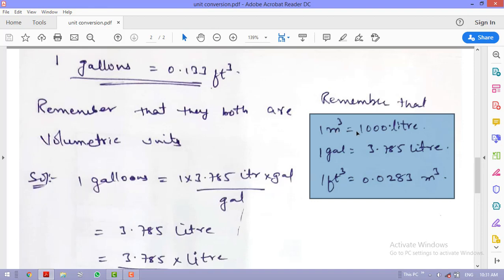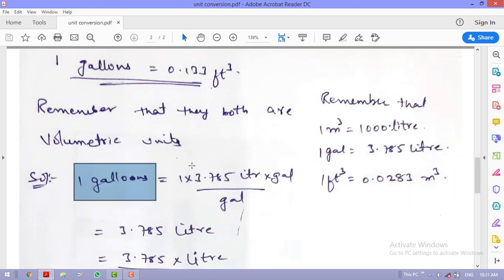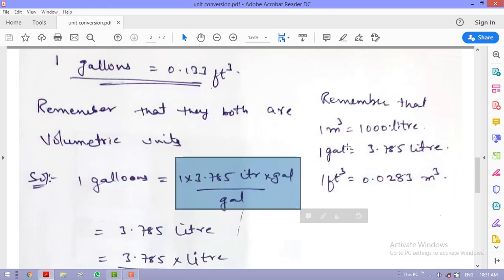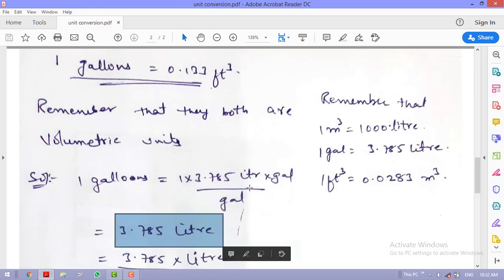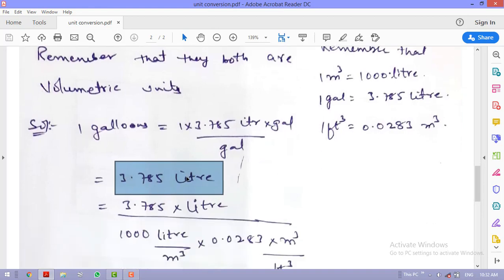But here I wrote 1 meter cube is equal to 1000 liters, and 1 gallon is equal to 3.785 liters, and 1 feet cube is equal to 0.0283 meter cube. Okay, so you have to remember this. So first I am converting gallons in terms of liters. As I know that 1 gallon is equal to 3.785 liters, so I am just quickly multiplying 1 into 3.785, which is equal to 3.785 liter. This gallon and this gallon will get cancelled, and finally you will get 3.785 liters.